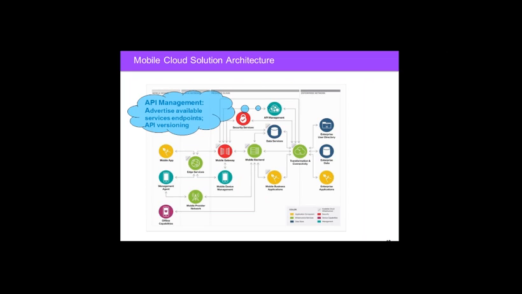API management we call out as a core and required capability from a perspective of mobile. And that's because as you're writing mobile backends, you're writing APIs that are surfaced to mobile apps. These APIs become reusable, they become versioned, they become endpoints that you need to get analytics against. And so API management is a core capability.